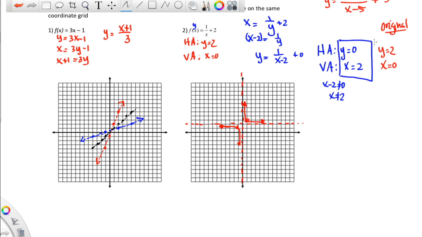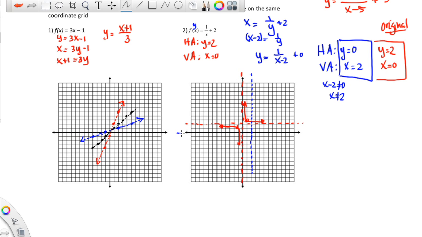Right? And hopefully you're seeing a pattern here. You literally swap x's and y's, right? So if the original has a y equals 2 horizontal asymptote, then x equals 2 is the vertical asymptote for the other function, for the inverse. And you can use that fact sometimes, but here we can just sort of look at it and see that that is what happens. So that's where this asymptote goes, x equals 2.